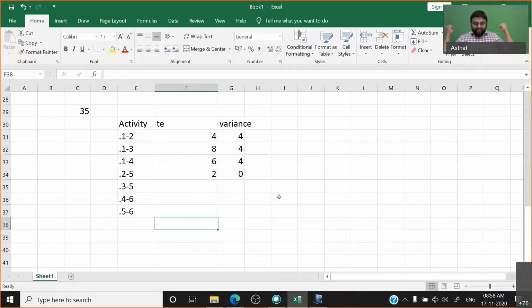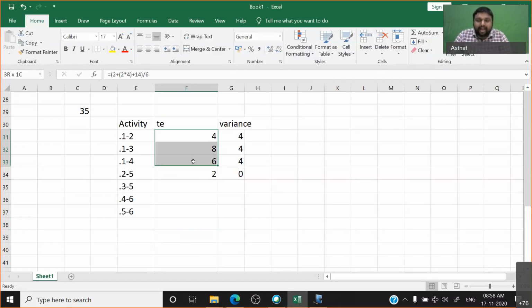I have already found half of the numbers for you. The remaining you can do. These days will be applied in the network, and accordingly we find out the expected duration. So you should be able to make it.